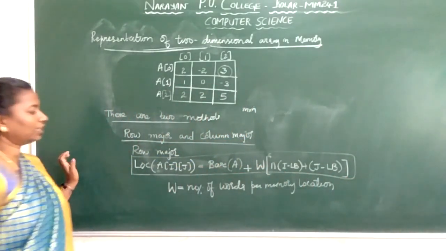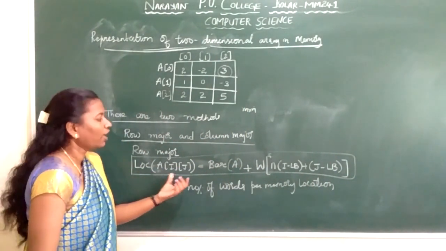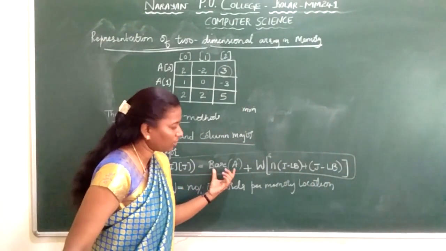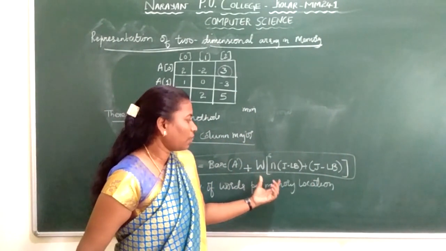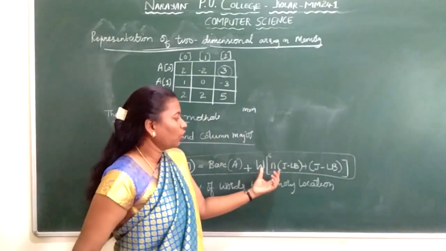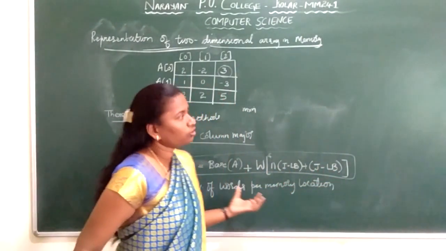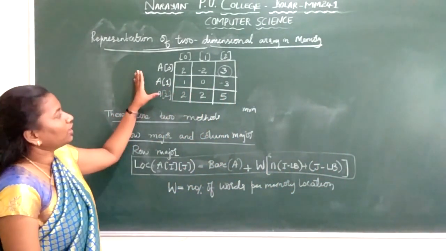To calculate the location of this element A of I, j, we have to use the formula base of A plus w, where w is nothing but the number of words per memory location, into n of I minus LB plus J minus LB. So now I'll just mention the row major.